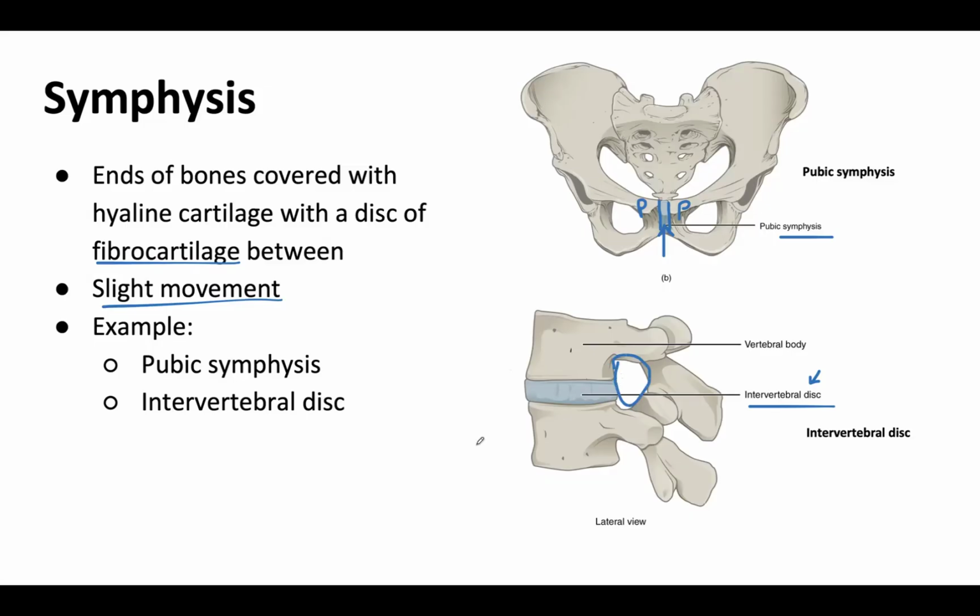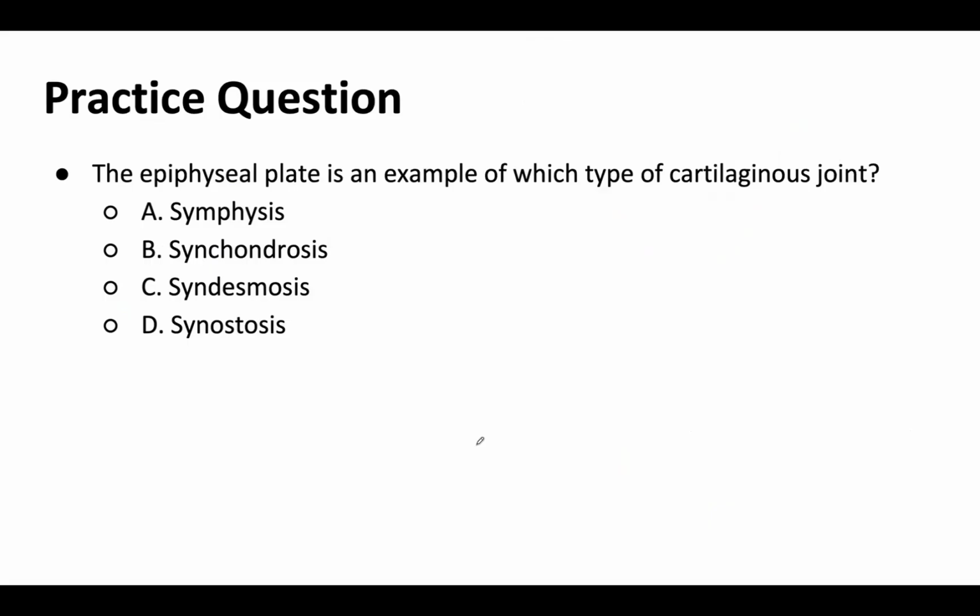All right, excellent. We have reached the practice question, which is: the epiphyseal plate is an example of which type of cartilaginous joint? And if you look at the answer choices that I have here for you, you will see that all these words are pretty similar. So we really have to get these definitions down. And so hopefully you thought about it and you're landing on B, or synchondrosis, being the correct answer.